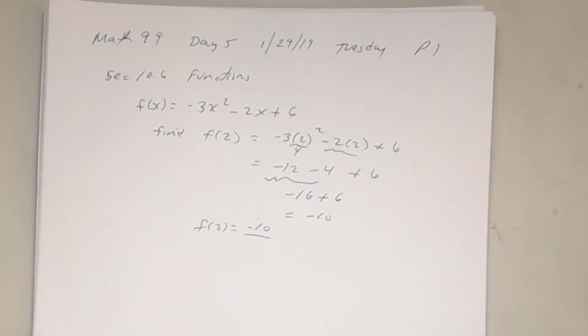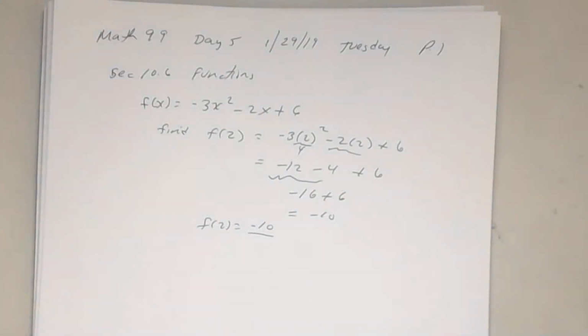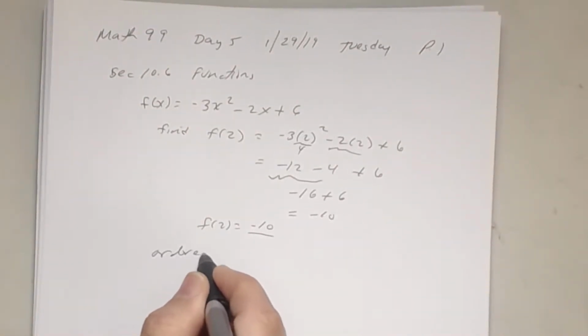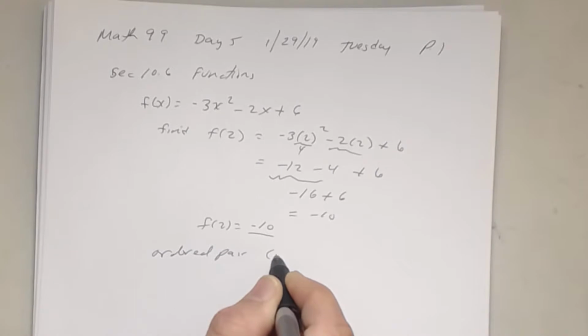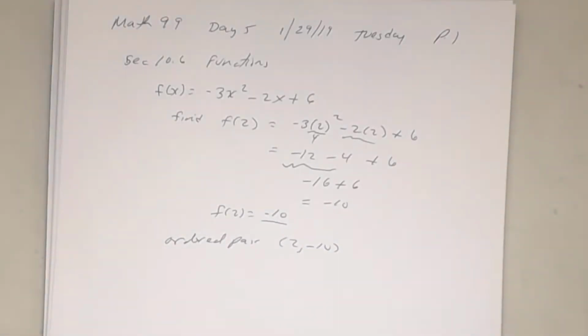Negative 10. Now remember, I think it was on the worksheet I've already given you, one of the questions would be, given this, what's that ordered pair right here? Now that's the answer, but what's the ordered pair? 2 comma negative 10. My x value is 2, my y value is negative 10. So the ordered pair would be 2 comma negative 10. All right, so one of the things you have to be able to do is evaluate functions.